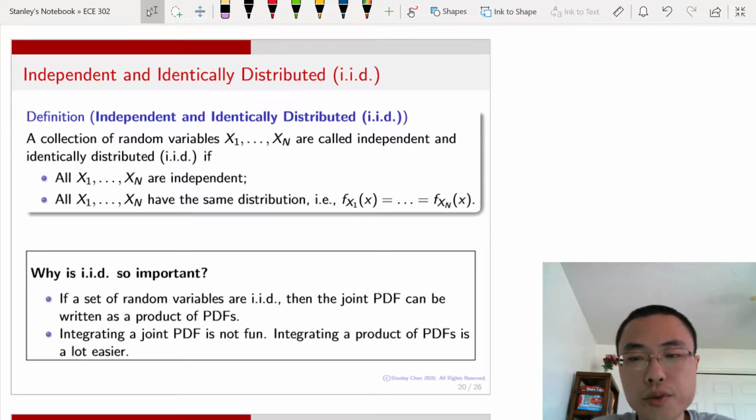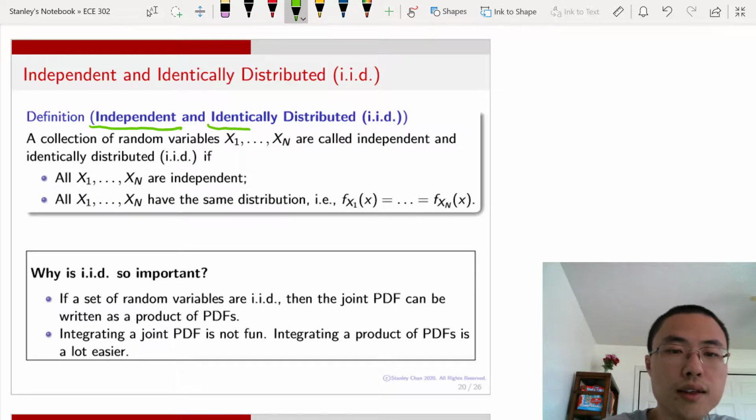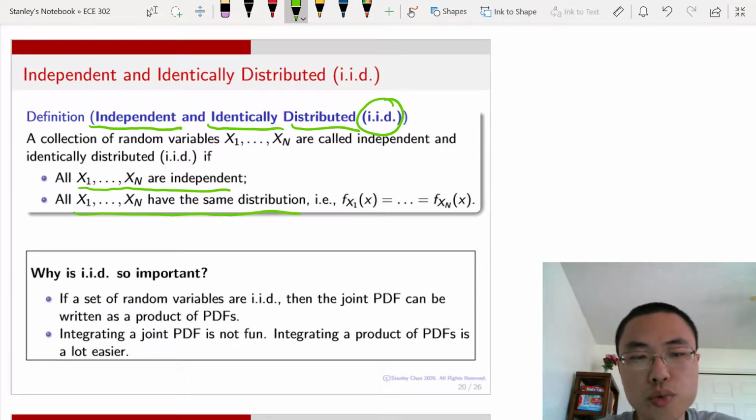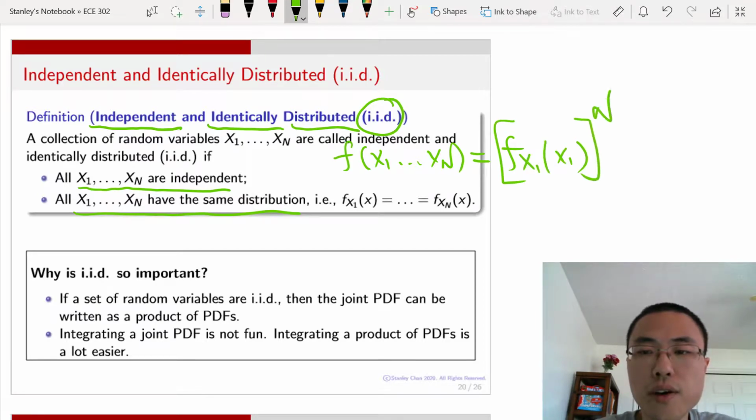If you have n random variables and they all have the same distribution and they are independent, then we use this term to describe it. It's called independent and identically distributed random variables. We call them IID. This term IID is extremely important, okay, because if you know that the random variables are independent, and if you know that they have the same distribution, you can just write this f(x1, ..., xn) into f(x1), the entire thing to the power n. I don't even need to worry about the other states because they will be all the same, because all these random variables have the same distribution.